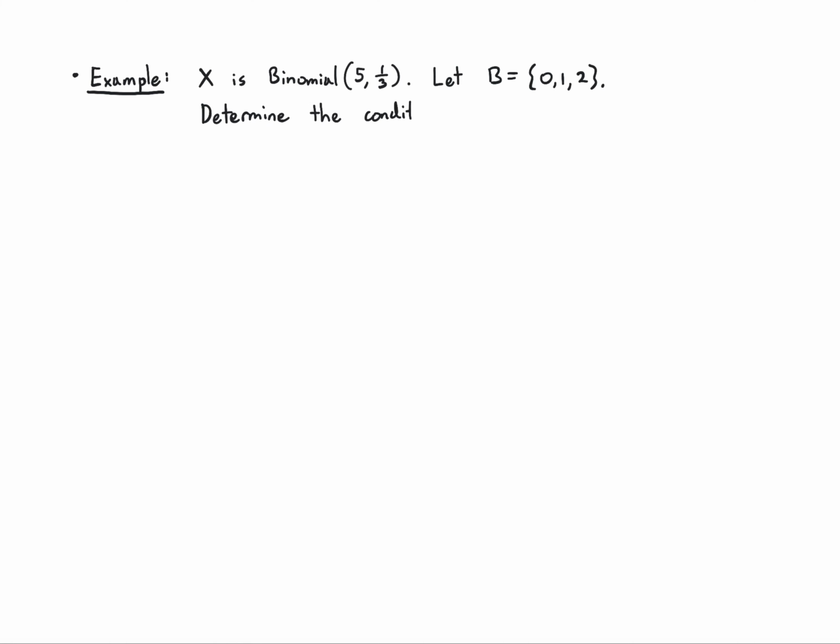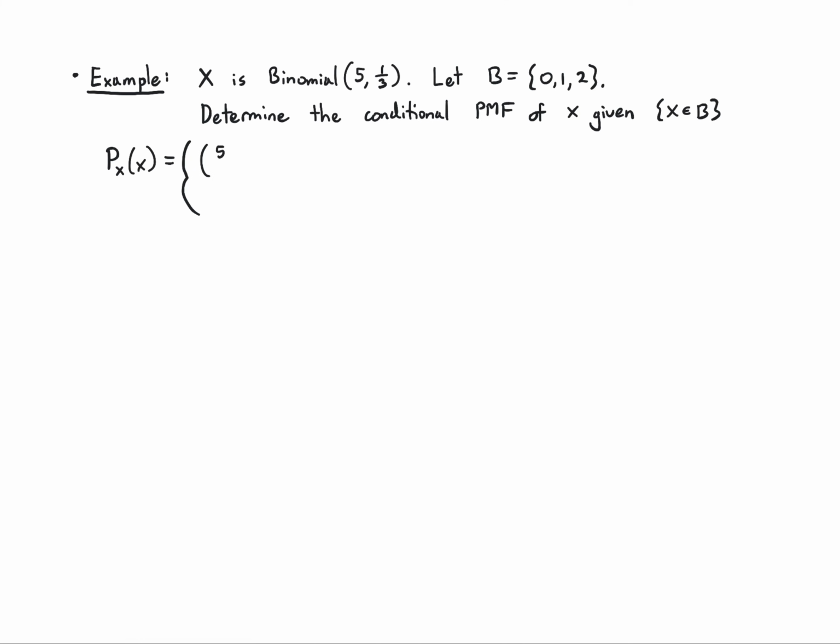Okay, finally, let's do an example that uses a binomial family of random variables. So x is going to be binomial with n equals 5 and p equals 1/3. And let's just say that the set B is {0, 1, 2}. Our goal is to compute the conditional PMF of x given that B occurs, so given that x falls into B, to be more precise, and the conditional expected value as well.